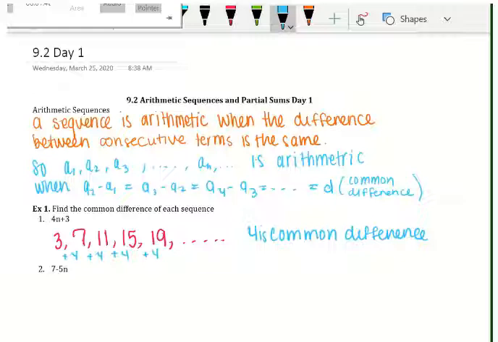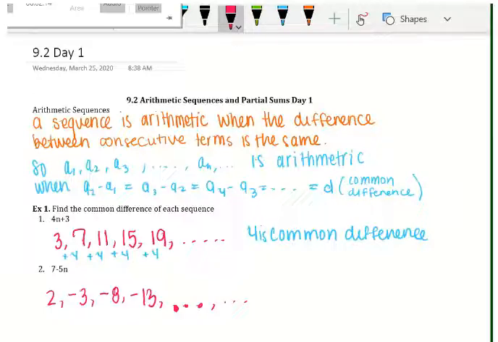All right, so let's go ahead and do the next one. We're going to plug in 1 and we're going to get 2. Then we plug in 2 and we'll get negative 3. We'll plug in 3 and we'll get negative 8. We'll plug in 4 and we'll get negative 13. And then you could keep on going.